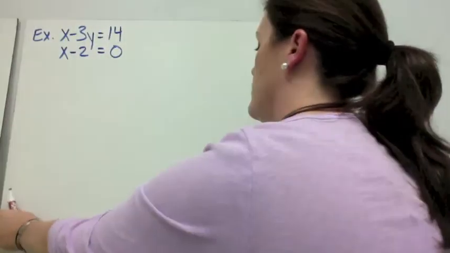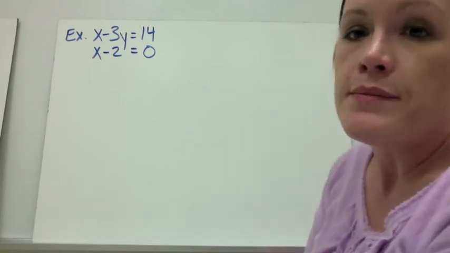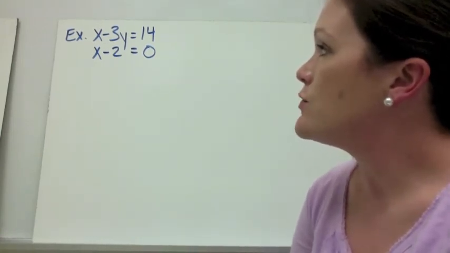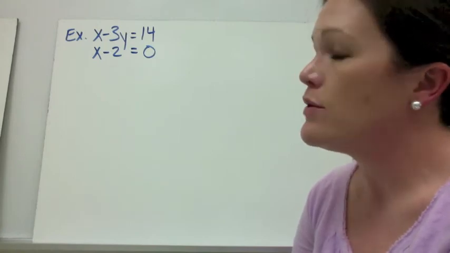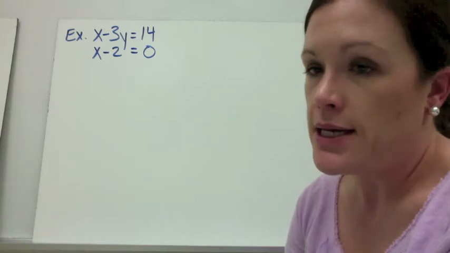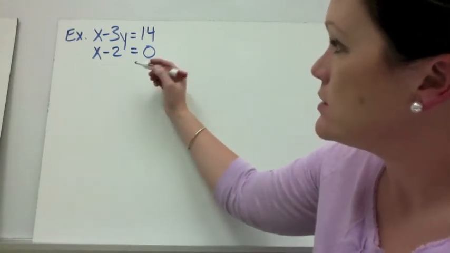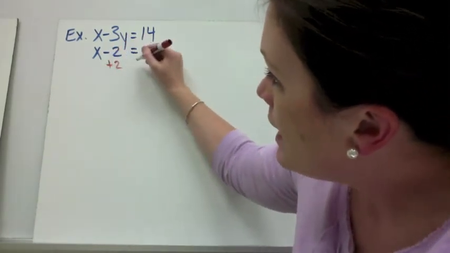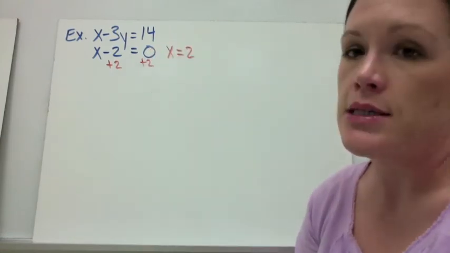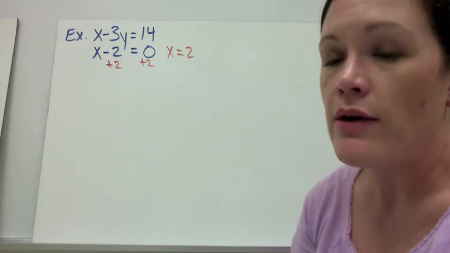Okay, so we have one more example. What if I have x minus 3y equals 14 and x minus 2 equals 0? So I don't have y equals or x equals, but in this case, I could quickly solve for x on my second equation by adding 2. So quickly, I end up with x equals 2.